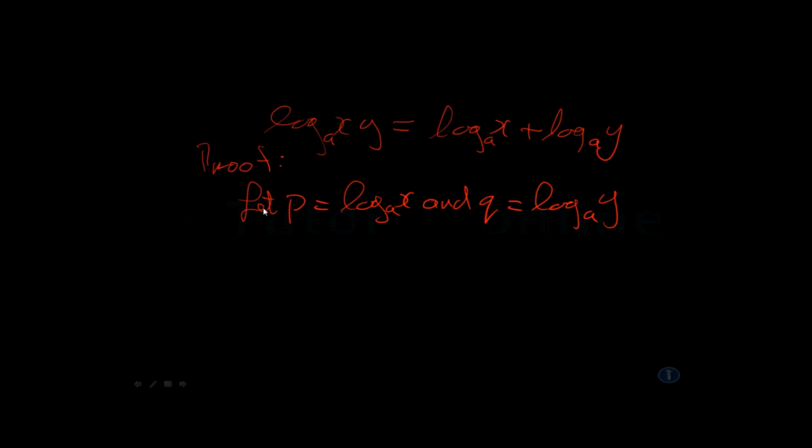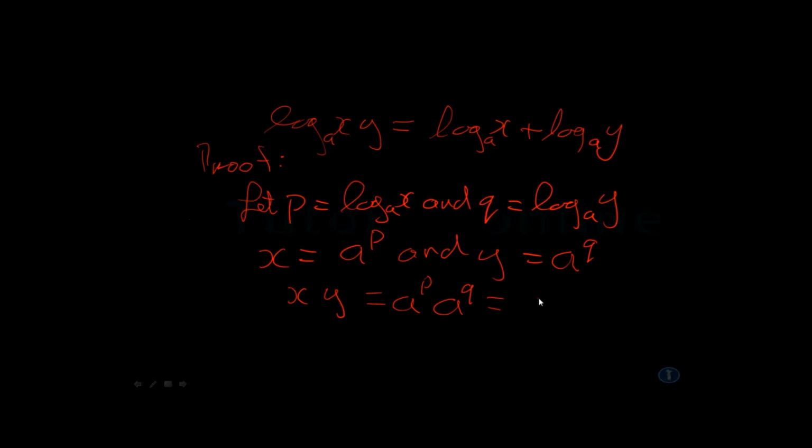Then from the definition of a logarithm, which we explained in detail in the previous discussion, we can say that x is equal to a to the power of p and y is equal to a to the power of q. Let us now multiply x and y together. We say that x multiplied by y is then obviously a to the power of p multiplied by a to the power of q. Using my exponent rules, I can write this as a to the power of p plus q.